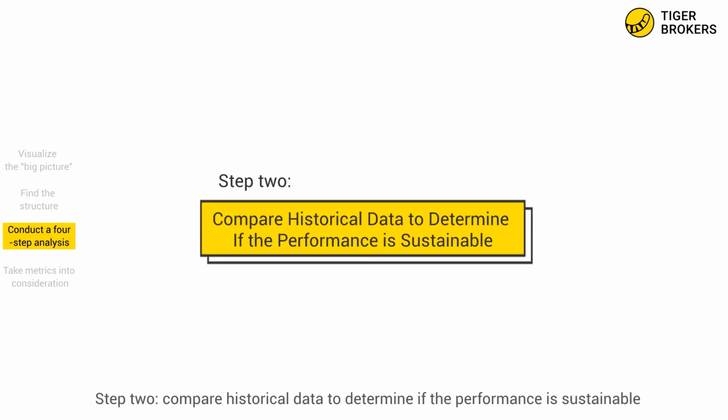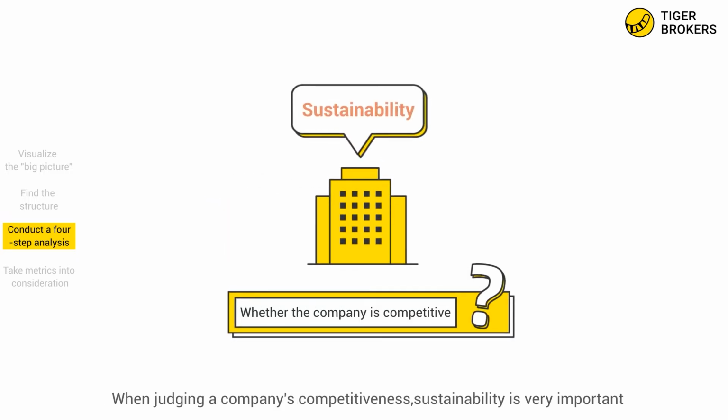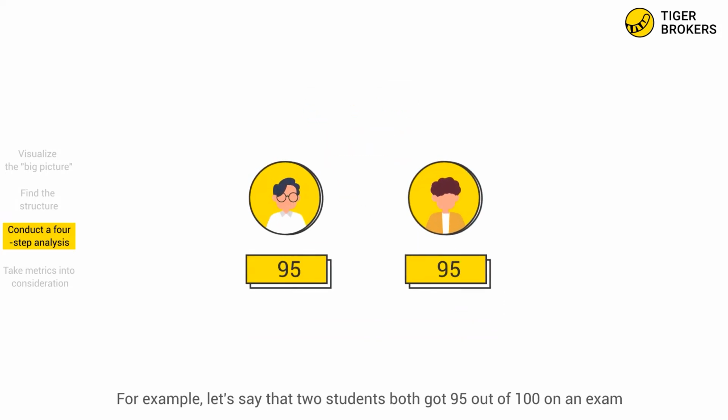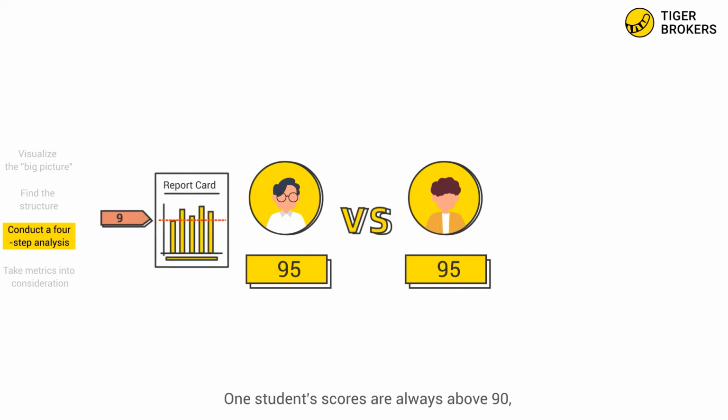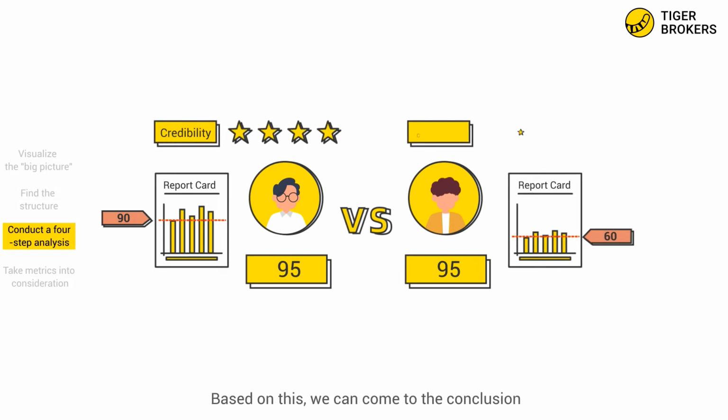Step 2. Compare historical data to determine if the performance is sustainable. When judging a company's competitiveness, sustainability is very important. For example, let's say that 2 students both got 95 out of 100 on an exam. One student's scores are always above 90, while the other student's scores are usually in the 60s. Based on this, we can come to the conclusion that the first student's score is much more credible.